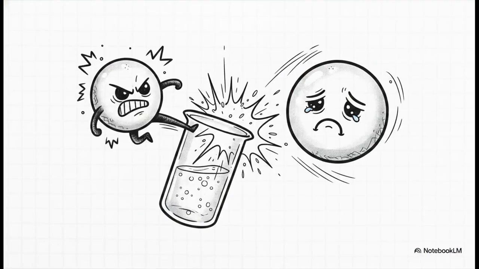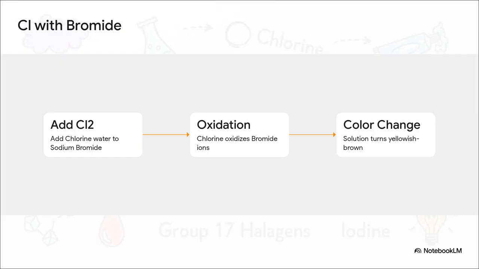In the lab, we get to see this whole bully hierarchy play out in real time through the rule of displacement. Basically, a more reactive halogen can literally displace, or just flat out kick out, a less reactive halogen from a halide solution. Since those smaller halogens at the top of the group have that crazy strong pull for electrons, they'll aggressively force the larger, weaker halogens out of their chemical compounds just to take the electrons for themselves. Let's actually walk through one of these chemical battles step by step.